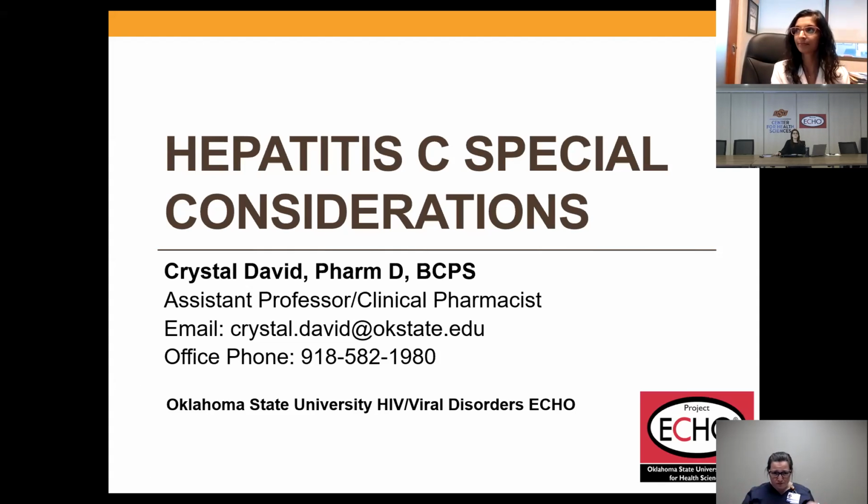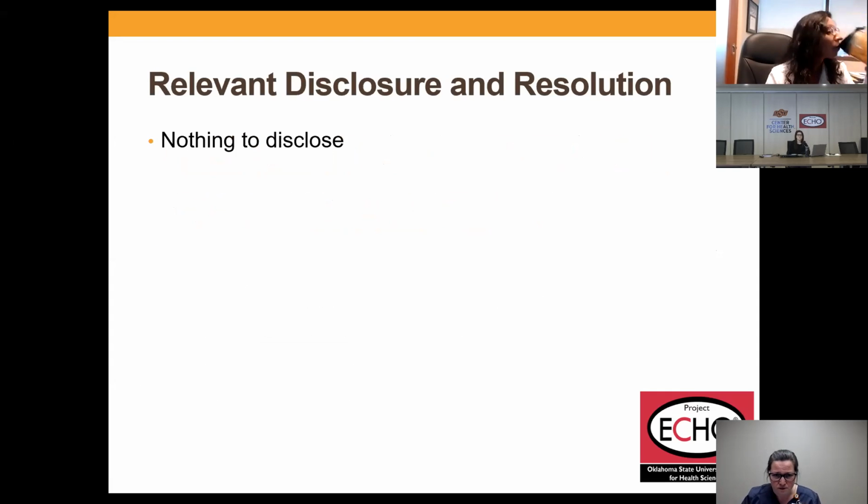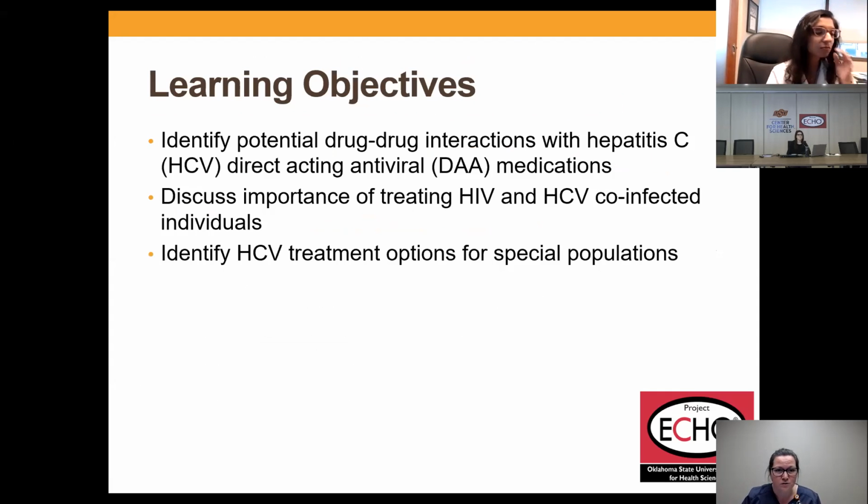Okay, great. All right, and so this one is really talking about some of the finer details of decision making with hepatitis C, where last week was a real general overview of treatment. So we'll talk about a lot of different things today, including identifying potential drug-drug interactions with hepatitis C direct-acting antiviral medications, talking about how important it is to treat both HIV and hepatitis C in co-infected patients, and then talking about some different options for special populations.